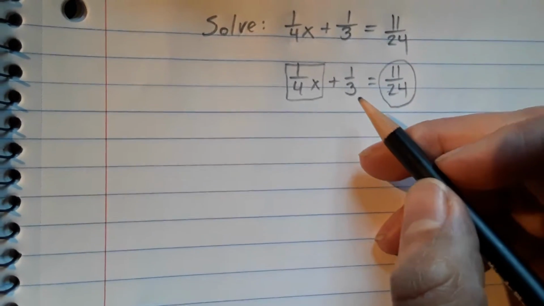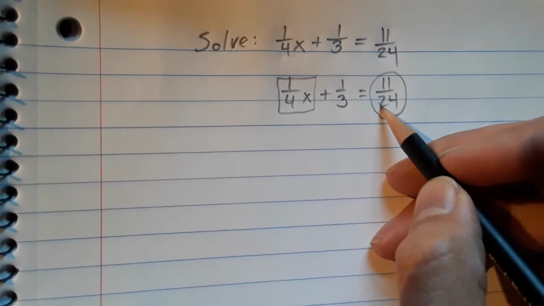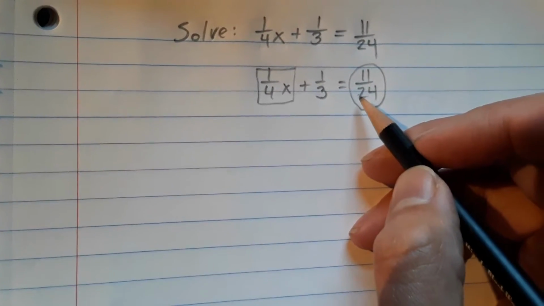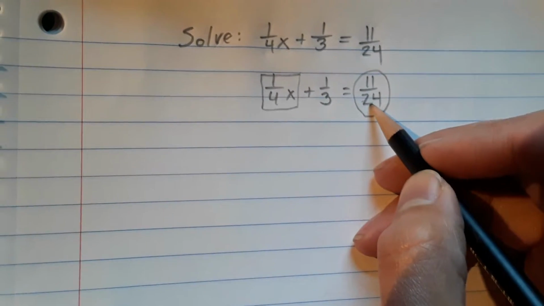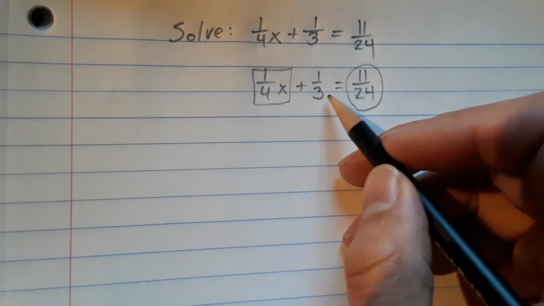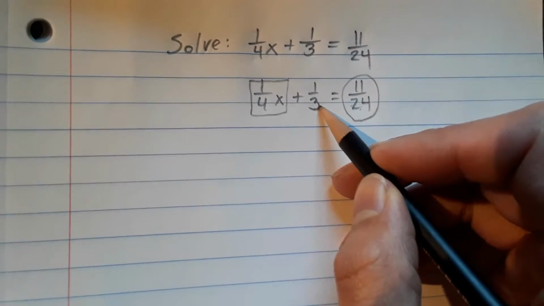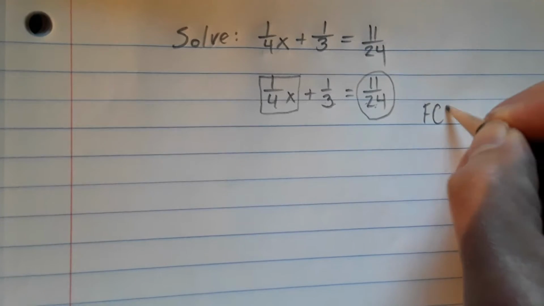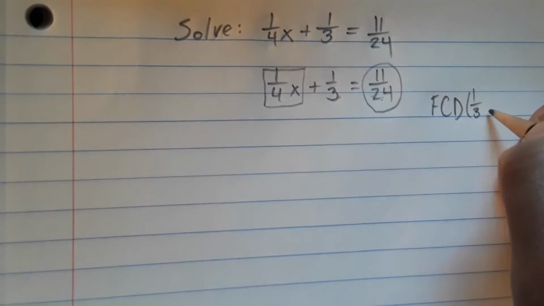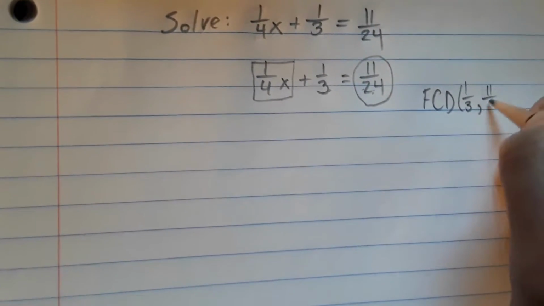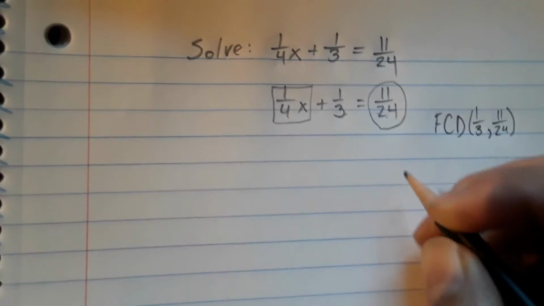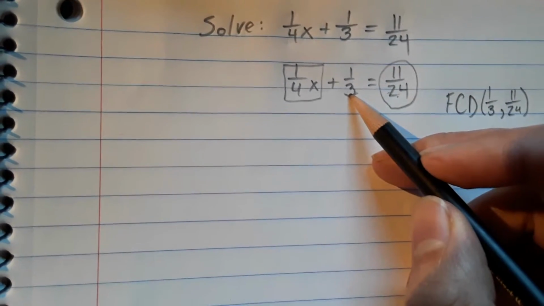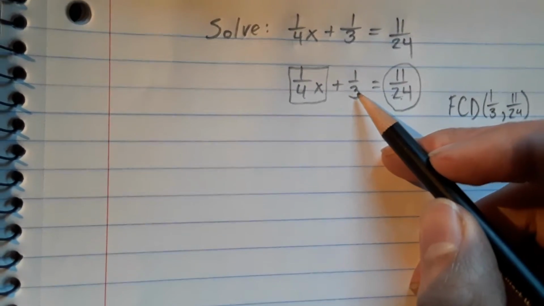We're going to have to find a common denominator of 1/3 and 11/24. Now this is a situation where a common denominator is pretty easy to get to. If we notice here, our bigger denominator 24 is actually a multiple of our smaller denominator 3. So we only need to raise this fraction. So I'm going to do FCD of 1/3 and 11/24. And our common denominator here is 24, because we can raise this fraction up by 8 to get this fraction to get a denominator of 24.